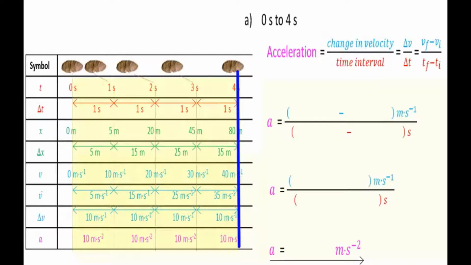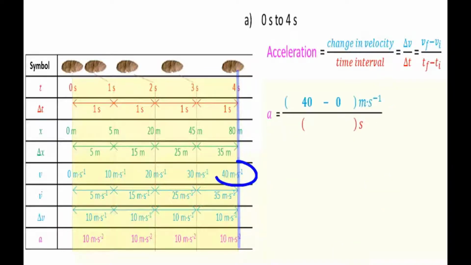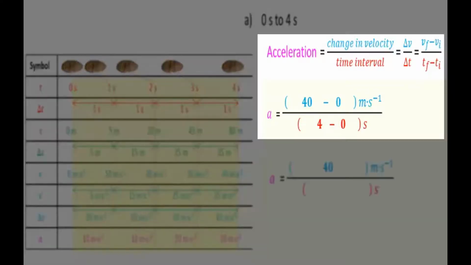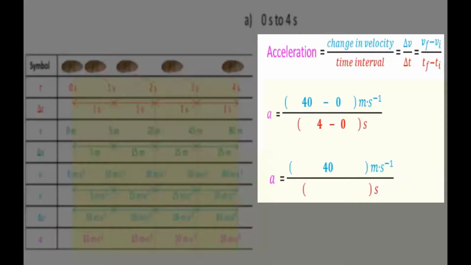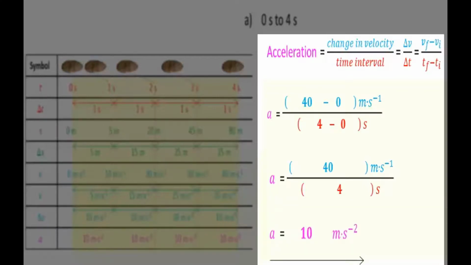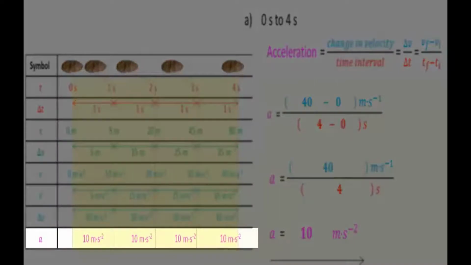So at the end of this interval, final velocity was 40 meters per second. At the start of the interval, the initial velocity was 0 meters per second. Time final, 4 seconds. Time initial, 0 seconds. So the change in velocity was 40 minus 0, 40 meters per second. The duration of time was 4 minus 0, 4 seconds. So delta V over delta T is 40 meters per second over 4 seconds, 10 meters per second squared. And we know indeed that is the acceleration for this motion.